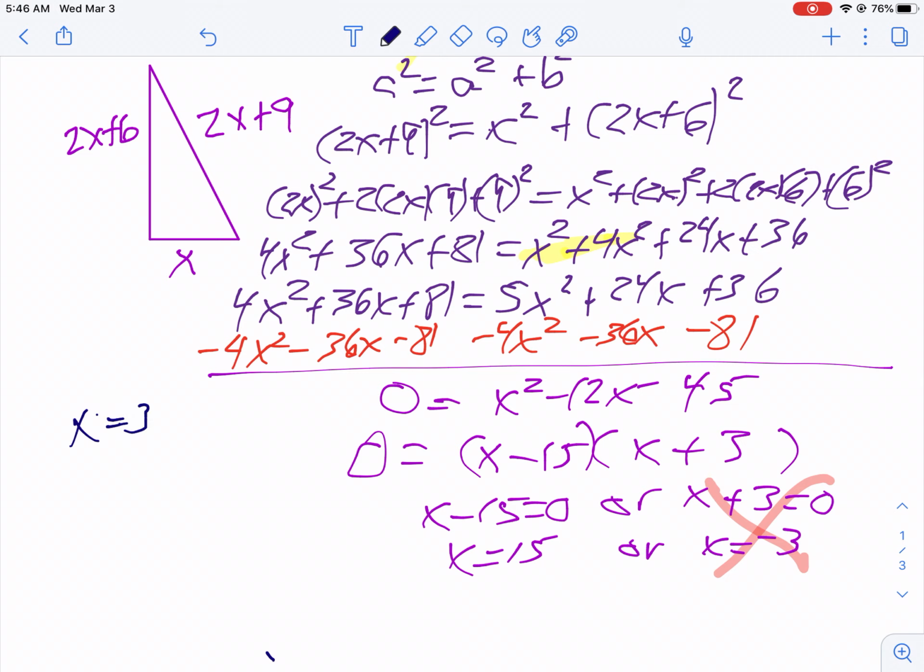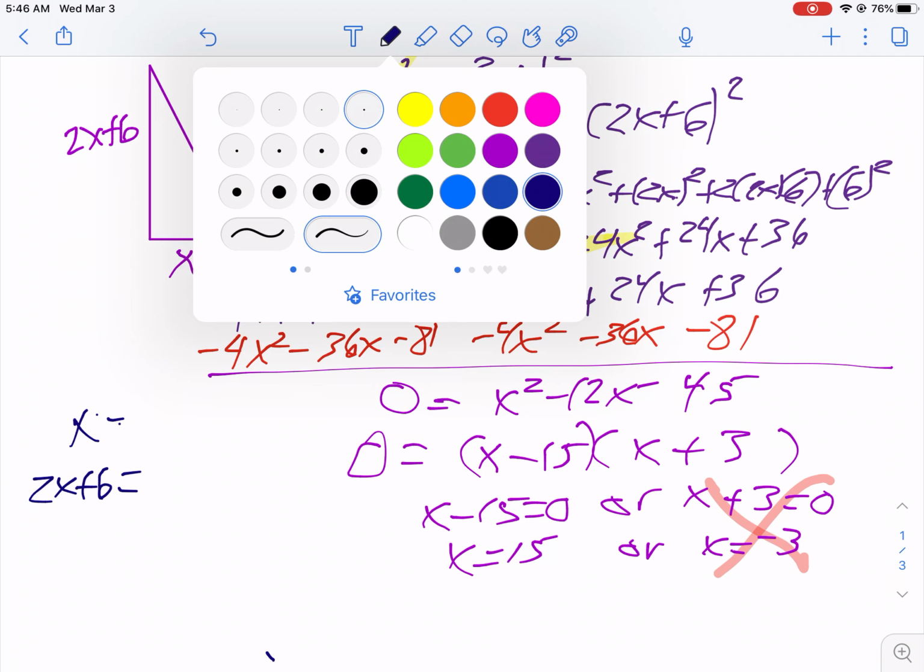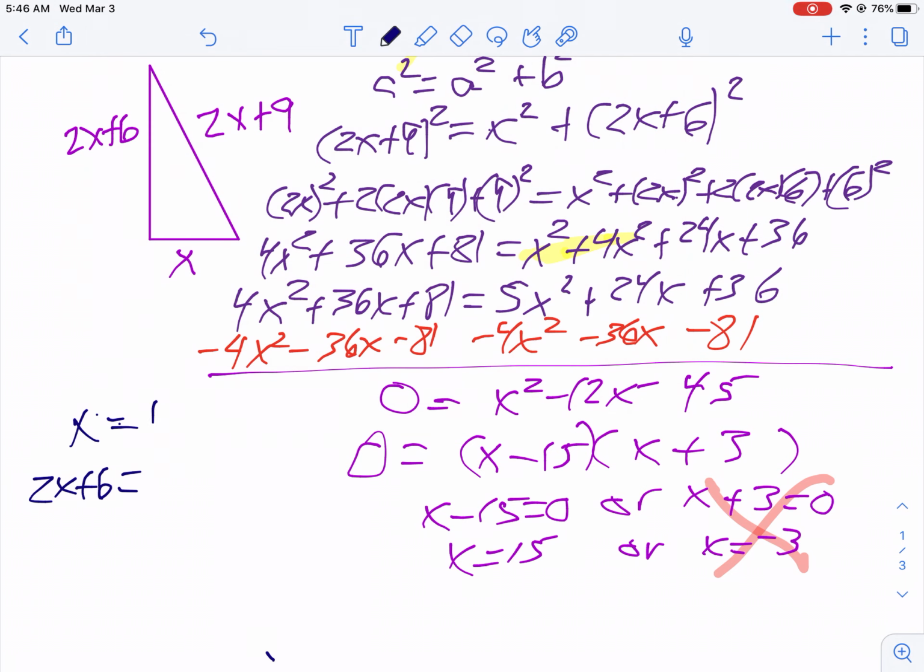Two x plus 6. Well, whoops, not 3. I just said that. Sorry about that. Hate to mislead you. x equals 15. 2 times 15 is 30, plus 6 is 36. And then let's find 2x plus 9. That would be 39. So 15, 36, and 39 is what we had there.